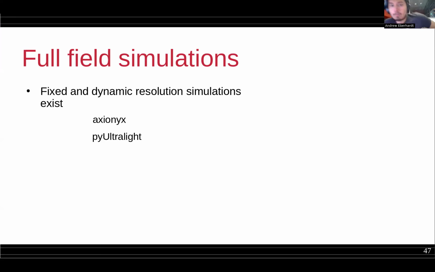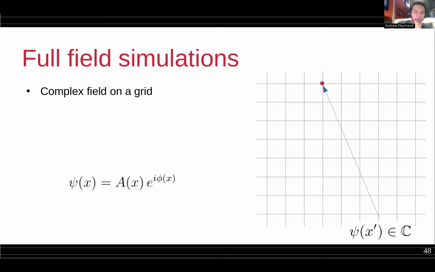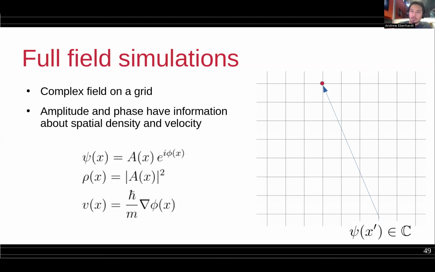There are others, but these are two of the more common, which are also public. Now, what we're doing essentially at the start is placing a complex field on a grid representing our space, where the square amplitude of this field corresponds to a spatial density, and the spatial gradient of the phase of this field gives us information about the velocity.